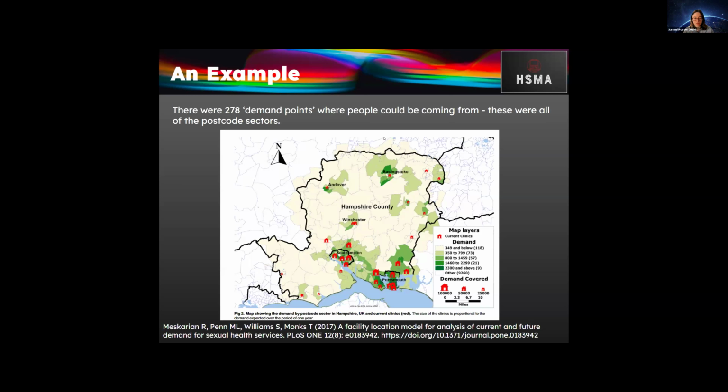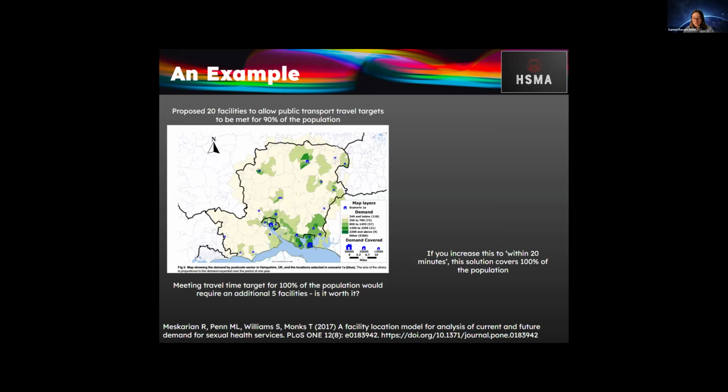They were looking at these postcode sectors, the 278 places that patients could effectively be coming from, and going to any of these 28 hypothetical clinics. But what combination of these 28 hypothetical clinic locations? In this case, they found that actually you only needed 20 facilities to allow public transport travel targets to be met for 90% of the population. They didn't need the 28 that were previously there. However, meeting the travel time target for 100% of the population would then require an additional 5 facilities.